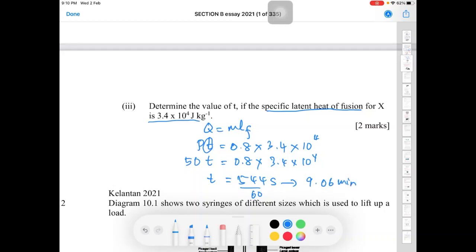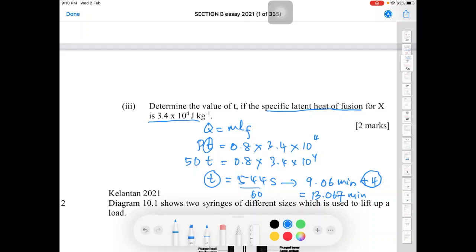But ini adalah masa untuk you dekat fusion itu. Tapi your T you mesti tambah dengan 4 minit. Jadi you akan dapat the T actually adalah 13.067 minit. Jangan lupa ni kena campur 4 ni. Because T kamu ni bukannya T dari kosong, tapi T dari 4 to the T tu. Nanti mesti kamu confuse ni.